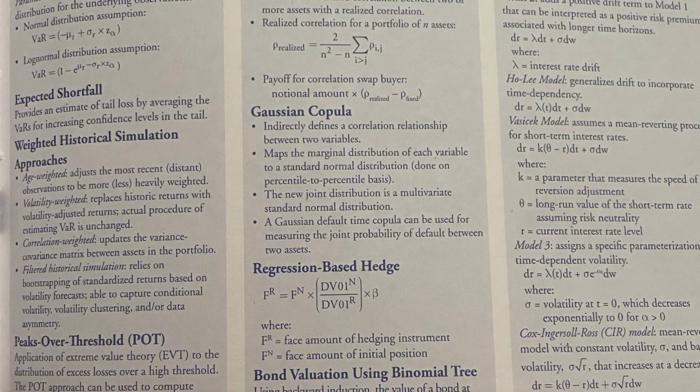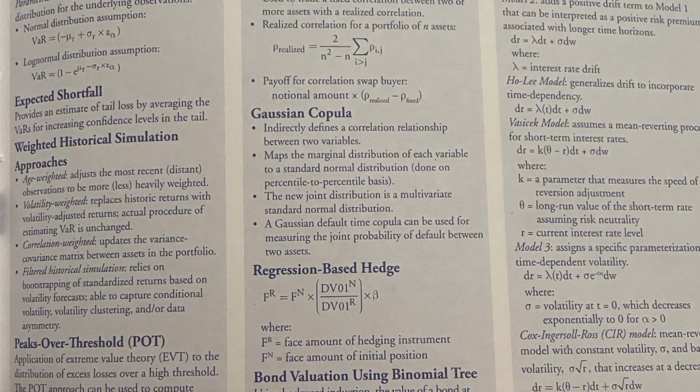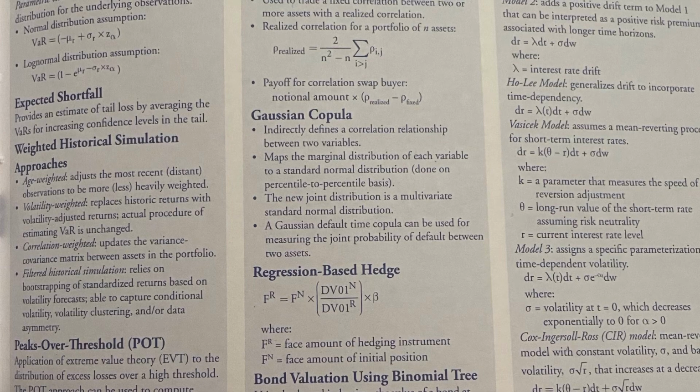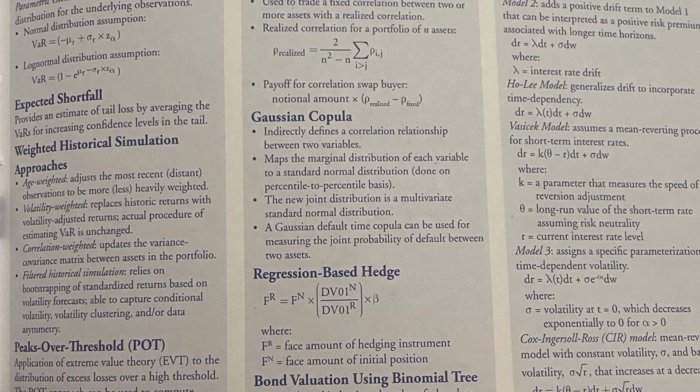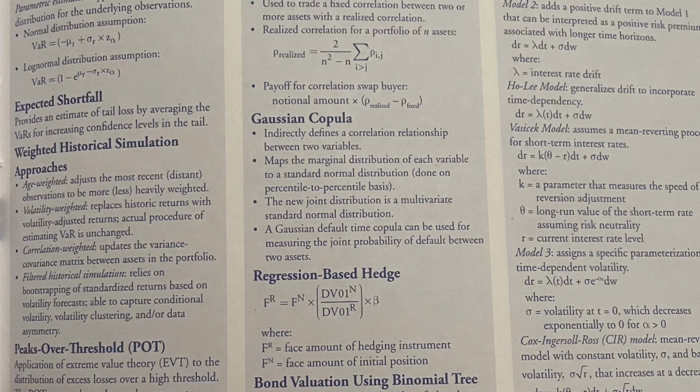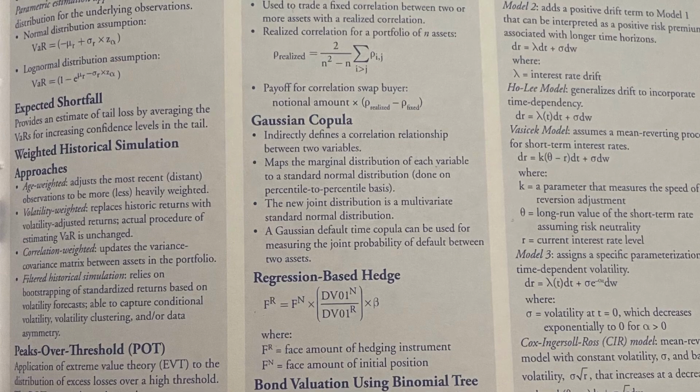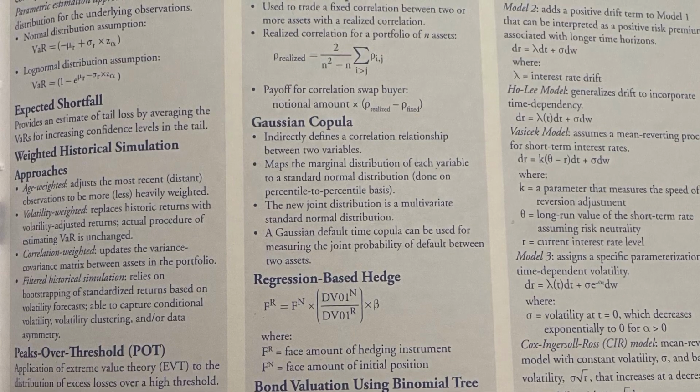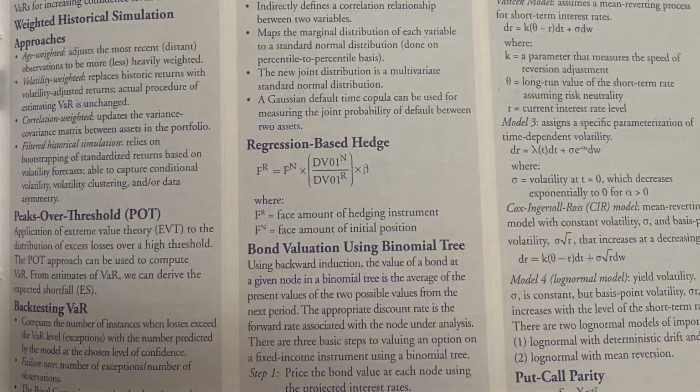Now, what is peak over threshold, POT? It is an application of extreme value theory to the distribution of excess losses over a high threshold. The POT approach can be used to compute VaR. From estimates of VaR, we can derive the expected shortfall.